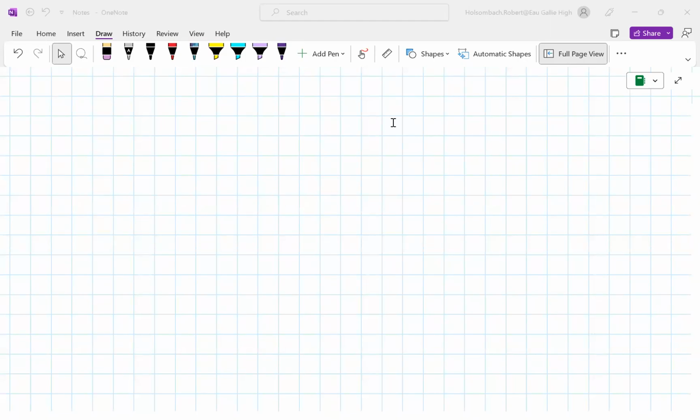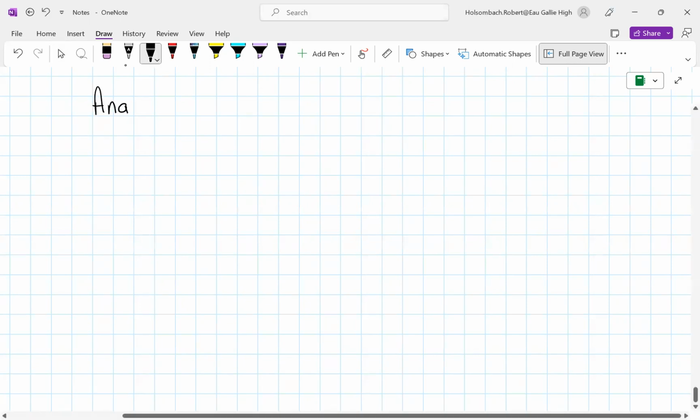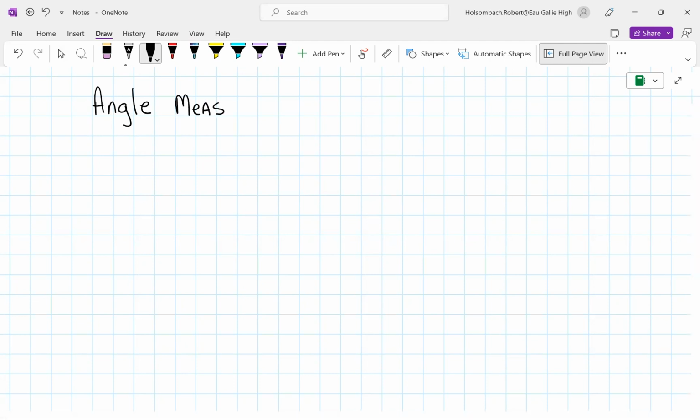All right, we're on page 36 today, and we're going to be talking about angle measure. And before we get into measuring angles, we're going to talk about some definitions here.